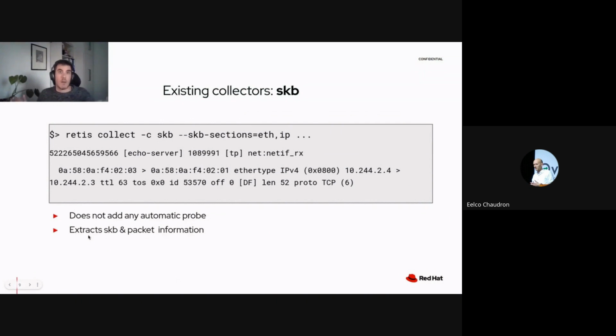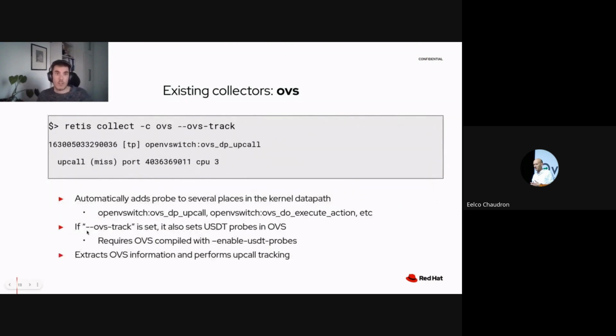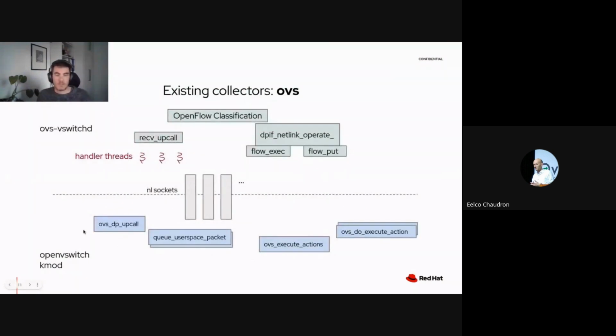So we have a bunch of collectors, and we're going to go through them just briefly. The SKB collector collects information from the SKBuf, essentially network header information, and it doesn't add any automatic probe. The OVS collector is slightly more complex, and we're going to be going through it in a little bit more detail. It supports the kernel module. It supports upcall and action execution trace points. But it also enables us to track packets through user space using USDT probes. Now, let's see how that is done.